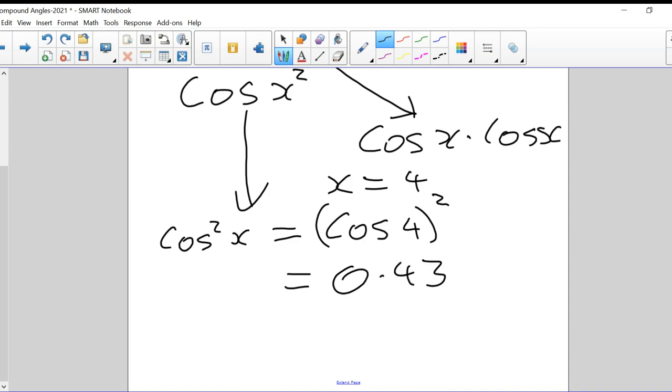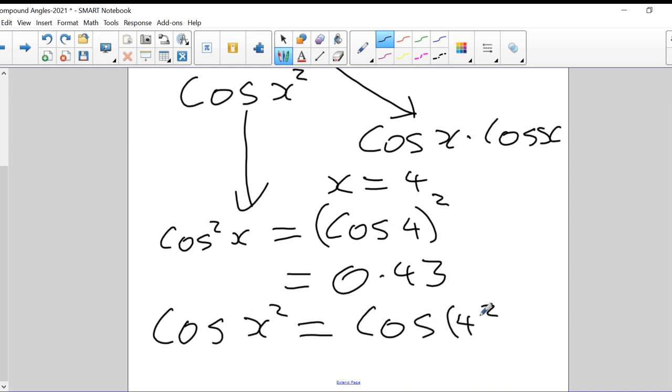Now here's the other one. If I took the cosine of x squared, then what I'm saying is the cosine of 4 squared this time. So let's see what that is. So hit the cosine button, then hit 4, square it, and let's see if the answer is the same. Okay, getting a completely different answer. Thank you, Jeremy. Now we're getting minus 0.96, rounded.